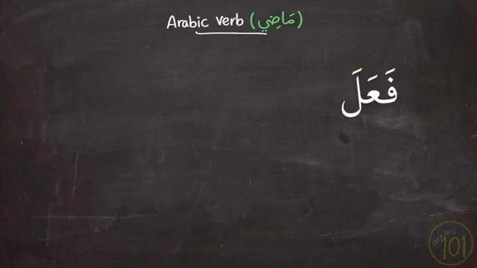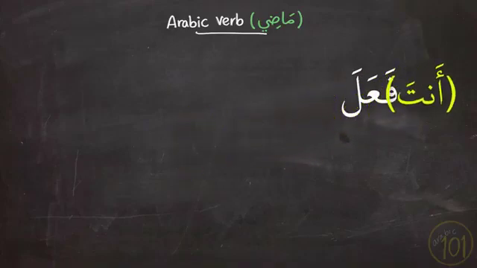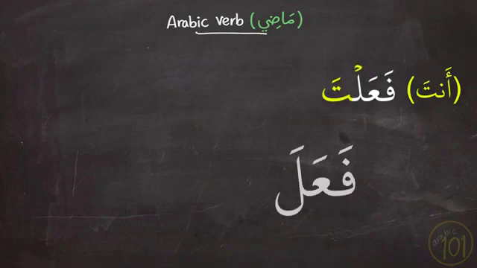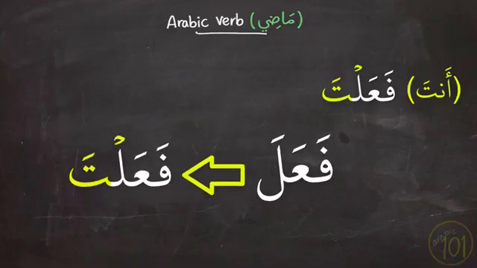Moving on to the next conjugation, which is to conjugate it with anta or you. And in this case, you're going to add ta, and before it, there will also be sukun. So you would then turn فعل into فعلتَ. Like in this example.